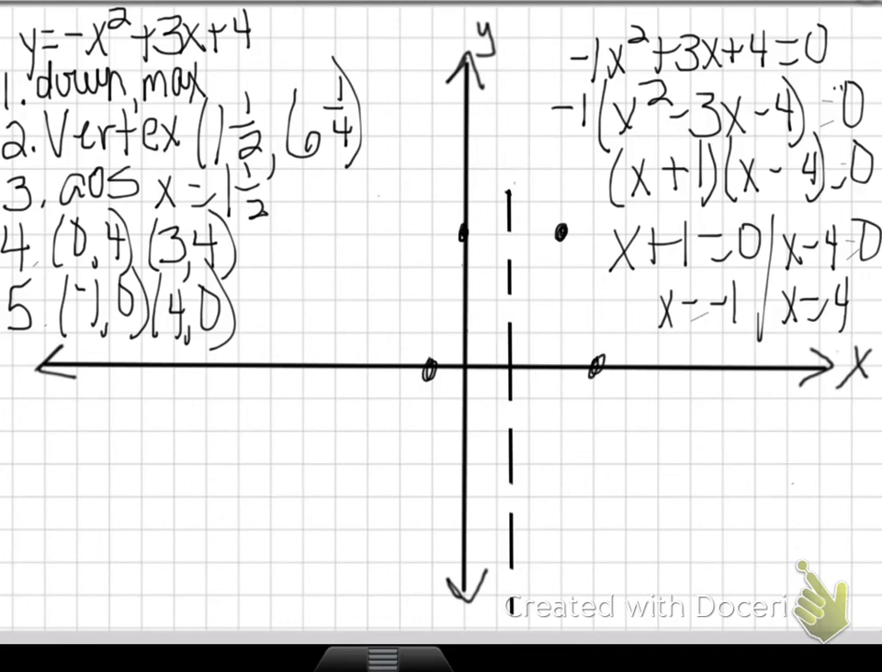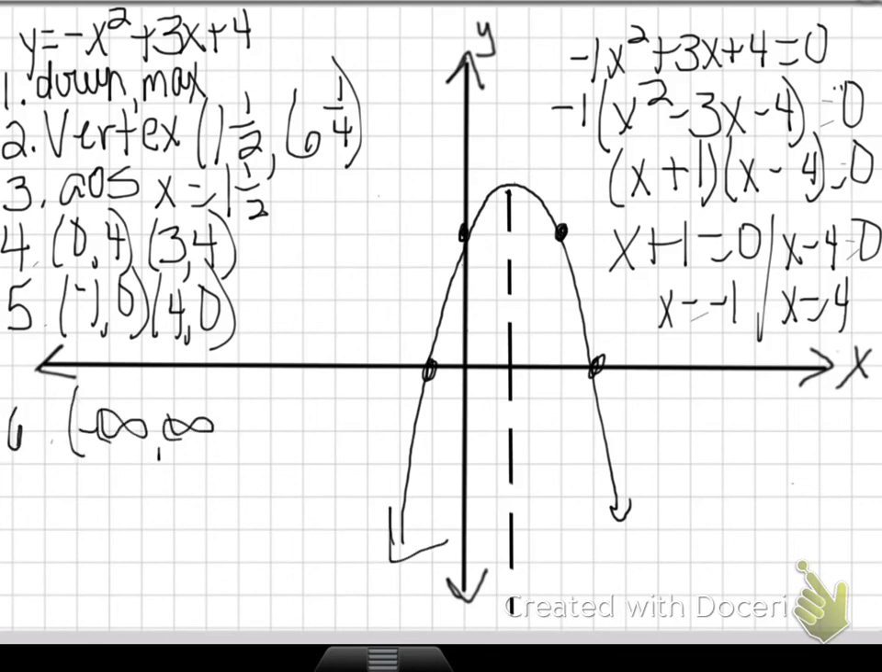And this curve is going down. Oh, I'm off my graph, sorry. Not making a very good parabola. The domain is -infinity to +infinity. And the range, now it's the y values that are below. So that is 6 1/4 to -infinity.